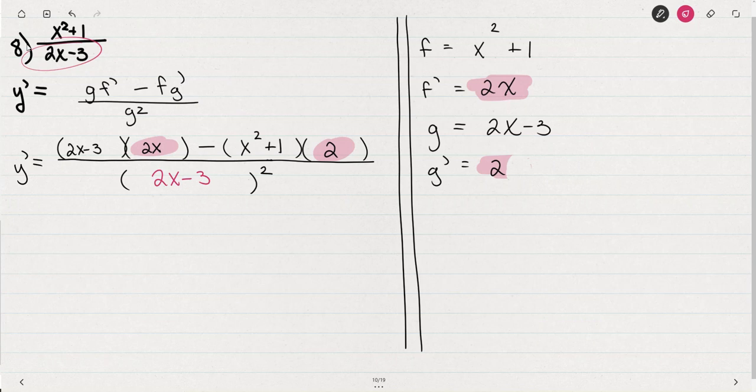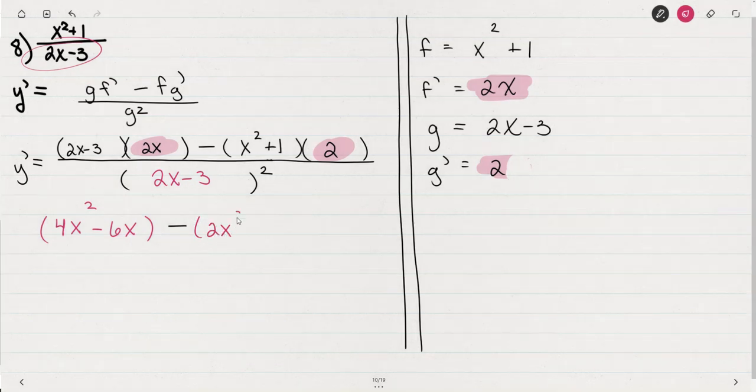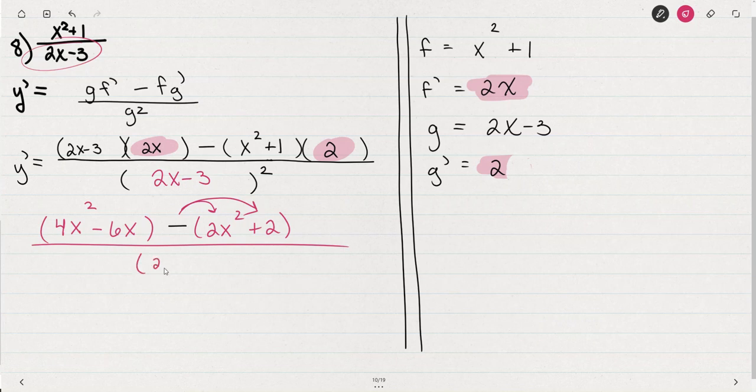Now we can't leave it in this form. This is not simplified. So we're going to distribute the 2x, distribute the 2. We would get 4x squared minus 6x. And then we're going to subtract from that 2x squared plus 2. Be mindful of this subtraction because we're going to distribute that negative, right? All over 2x minus 3 squared.